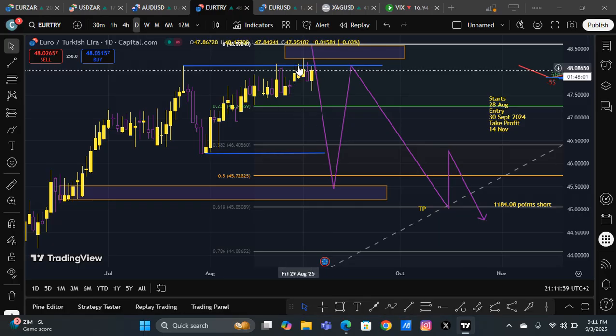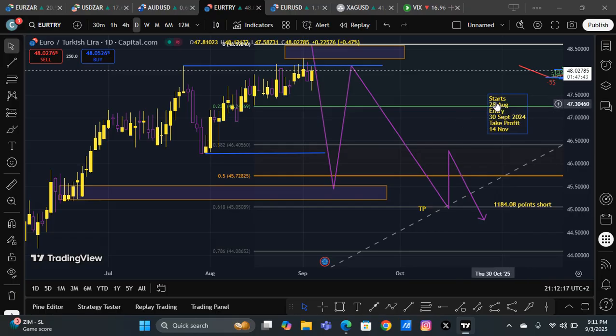There's the Turkish lira. I was expecting a peak above this shoulder, but it did not give me that. So it just touched here a little bit. I'm not satisfied. Remember, the takeoff, the entry is on the 30th of September. So we still have enough time to observe the behavior of this market.